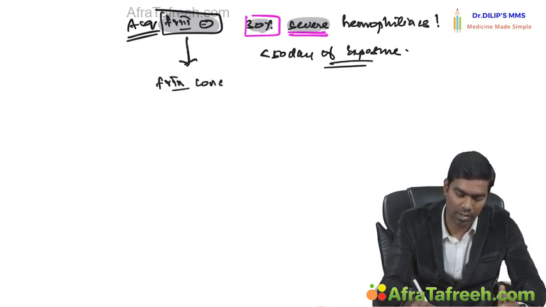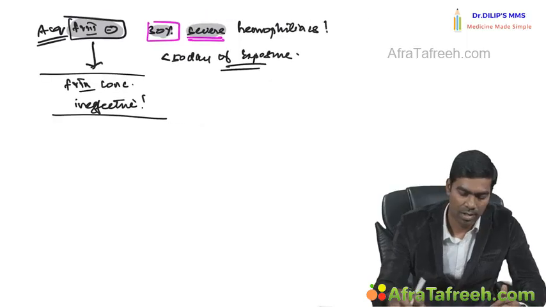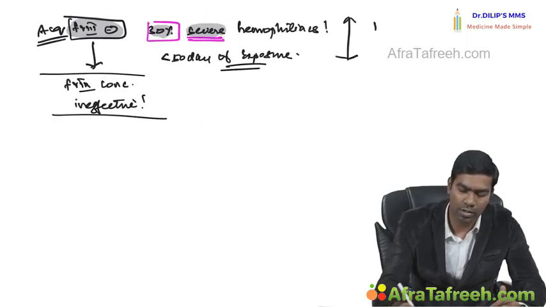Now your factor 8 concentrates, if you start transfusing, they will become ineffective in the presence of antibodies, because these antibodies are going to bind with the factor 8 whatever you are infusing, and they are going to neutralize the factor 8, and factor 8 will not be used for coagulation. Instead it will be neutralized, inhibited by these antibodies. Clear?